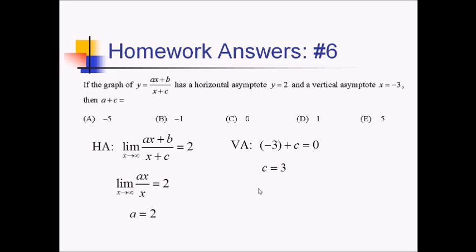Now careful, we don't want to just conclude that this is the answer, right? They wanted a plus c. I'm actually surprised they didn't include 2 or 3 as any of the answer choices. But at the end we have to add 2 and 3 together. Don't mess it up now, right? So that comes out to 5, choice E.